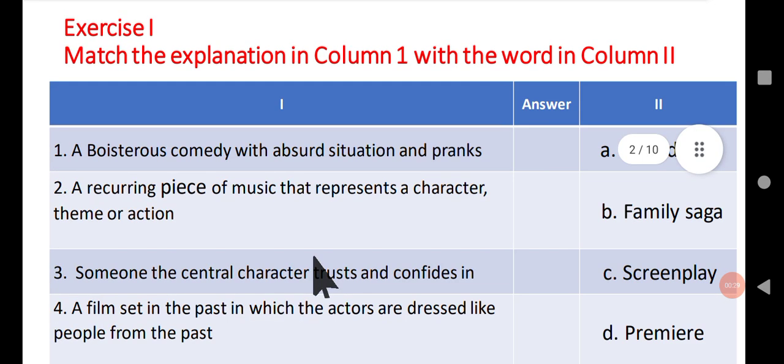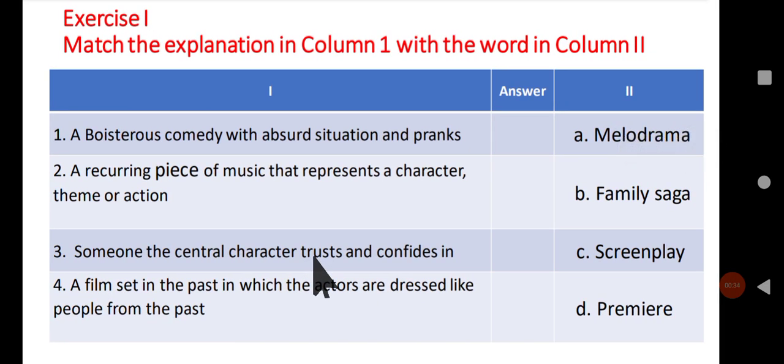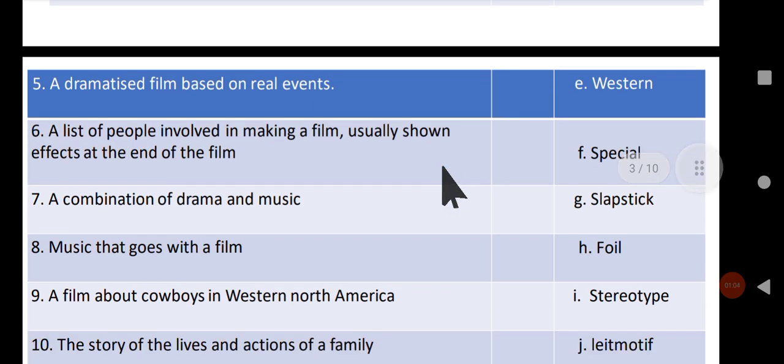Right. So here in this exercise, you have to match column 1 with column 2. Let us look at the sentences given and the options given. You have a total of 15 vocabulary words here. Let us check which matches which of the sentences. Look at the first one: a comedy with absurd situations and pranks. Any comedy with absurd situations and pranks, what is it called? That is called slapstick.